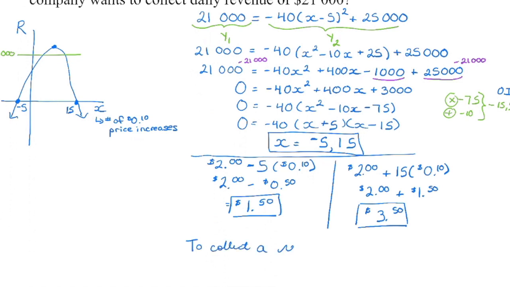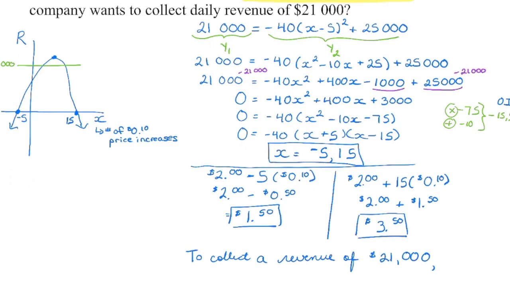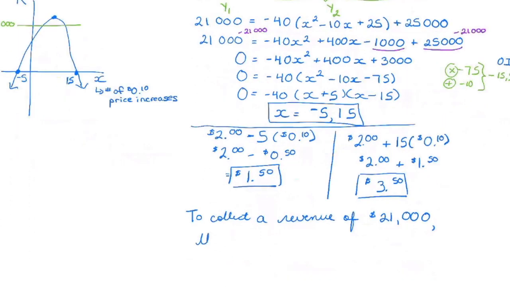So to collect a revenue of $21,000, the ticket price could be $1.50, and it could also be $3.50.